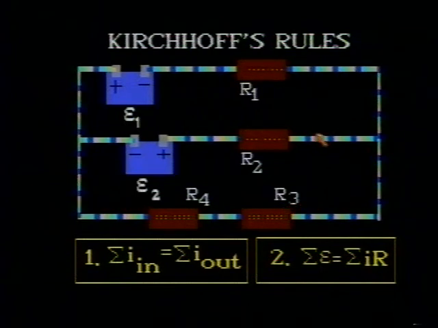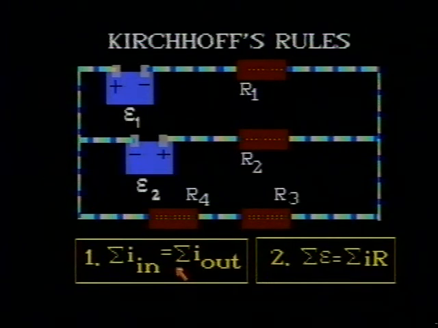A loop is any closed path in a circuit. There is an upper loop here, there is a lower loop here, and there is also a loop in this path around the outside of the circuit.